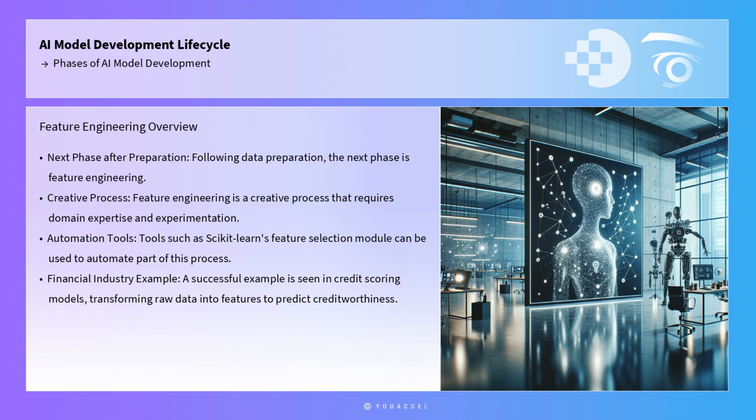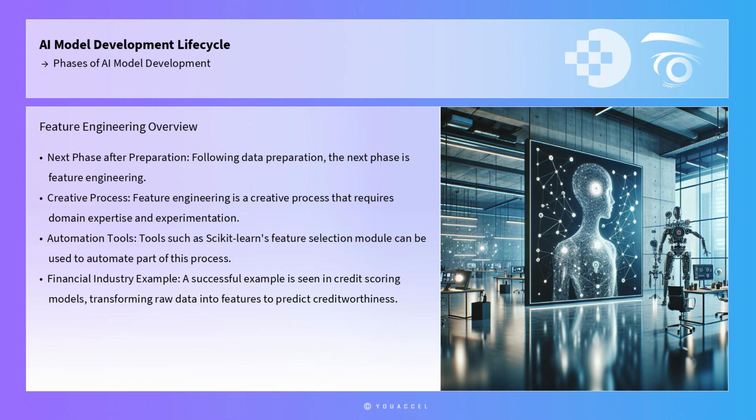Following data preparation, the next phase is feature engineering. This involves selecting and transforming data attributes into features that effectively represent the underlying patterns necessary for the model to learn. Feature engineering is a creative process that requires domain expertise and experimentation.